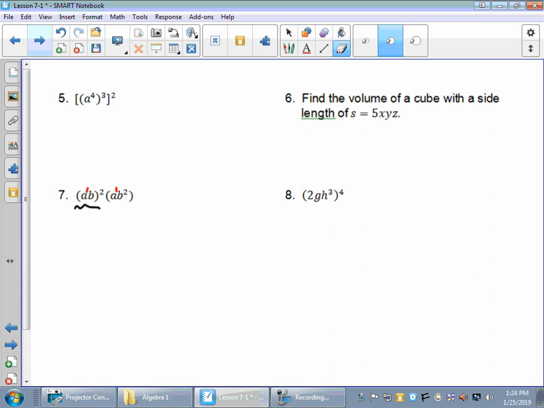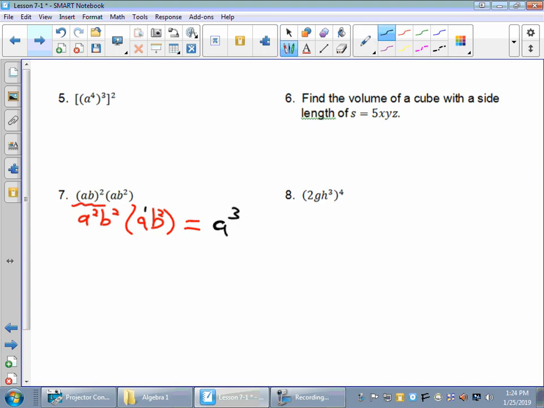Because first thing we'd have to do, even before we did the shortcut, is we're going to have to square this one. We're going to make this a squared, b squared, and then we're going to multiply it by a b squared. So now when we multiply this one, you've got an a squared and an a to the 1st power, which is going to be a to the 3rd. In our b's, you've got b squared and b squared, so we're going to keep the base number b. We're going to add the exponents. 2 plus 2 is 4.